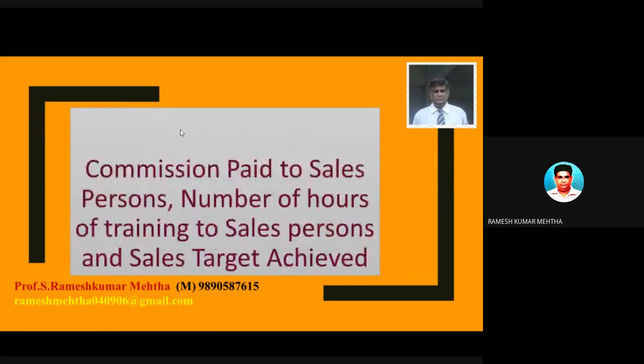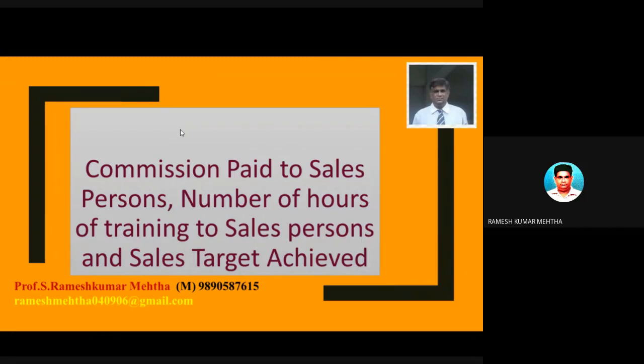Now another example, from the HR point of view, finance point of view and marketing point of view, I have combined an example for you. The example is commission paid to the salesperson, number of hours of training imparted to the salesperson, and how much of the sales target the salesperson has achieved. If you pay a lucrative, handsome commission to the salesperson, then he is going to work dedicatedly because he is highly motivated, because he is getting monetary benefits, and it is going to have a positive impact on the sales.